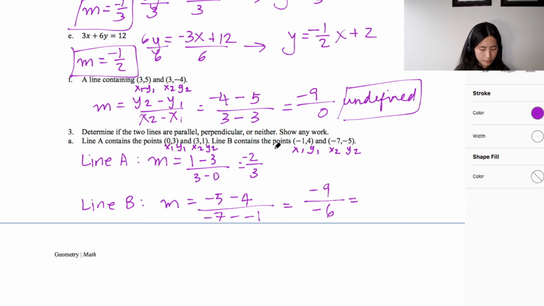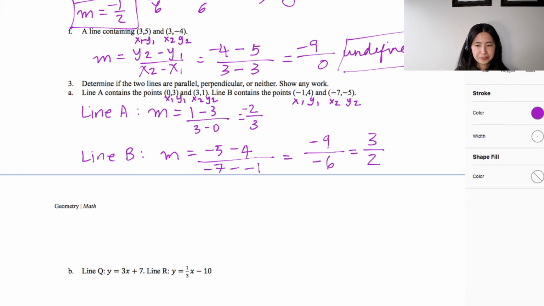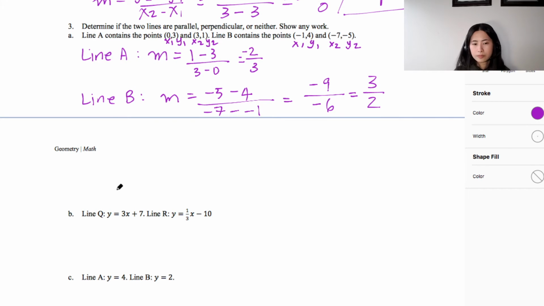So as you can see, if you have -9 divided by -6, you're going to get 3 over 2, right? So if you take a look at line A and line B, for line A, it has a slope of -2 over 3. And for line B, this is 3 over 2. So I guess by now you need to know that these two, right?